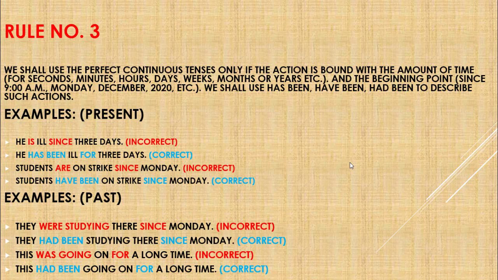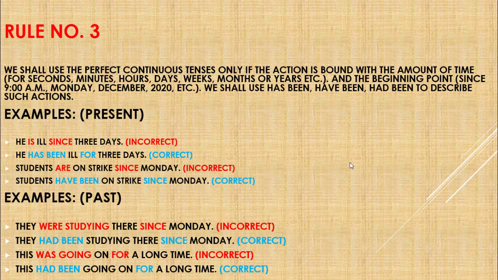The example in the past is, they were studying there since Monday. It is an incorrect sentence because we should say had been studying there instead of were studying, because we are using since Monday. The correct example is, they had been studying there since Monday.